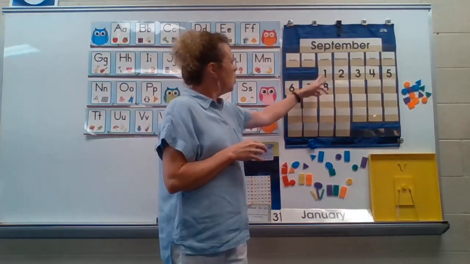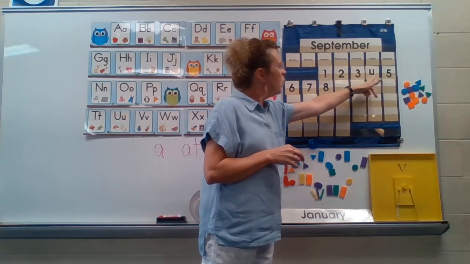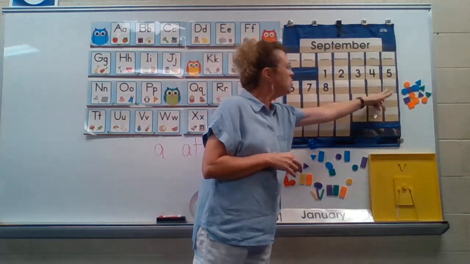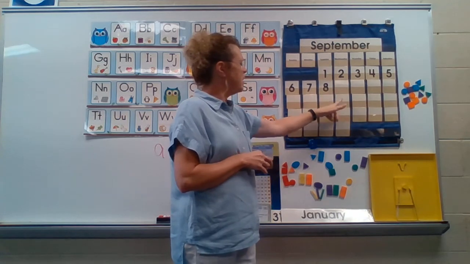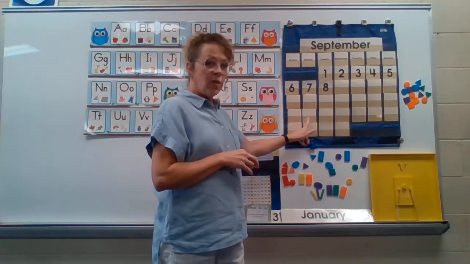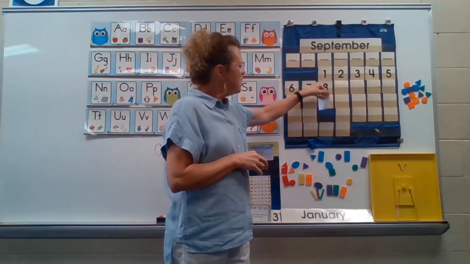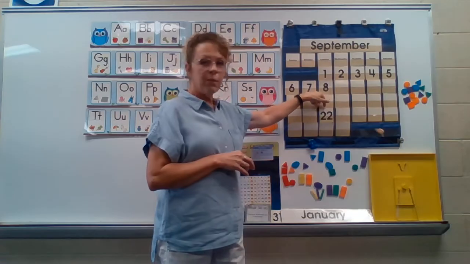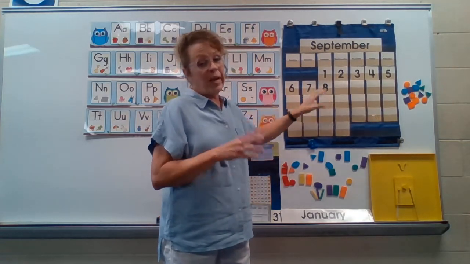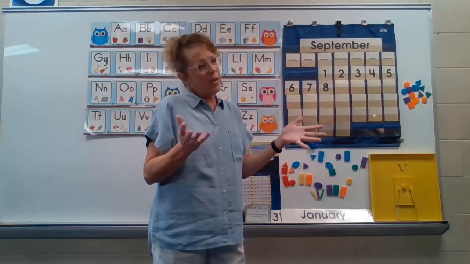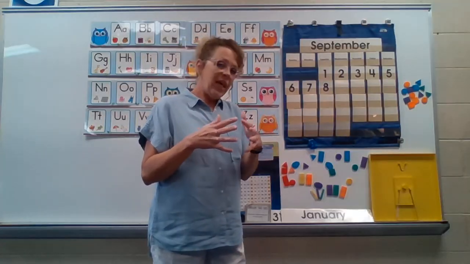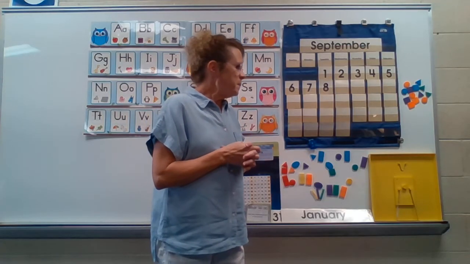So let's count. 1, 2, 3, 4, 5, 6, 7, 8, 9, 10, 11, 12, 13, 14, 15, 16, 17, 18, 19, 20, 21, 22. On September 22nd, that's when we'll change over to fall on the calendar. Now, it still might be warm and sunny out sometimes, but we'll all be on the same page and we'll all say that fall begins on September 22nd.